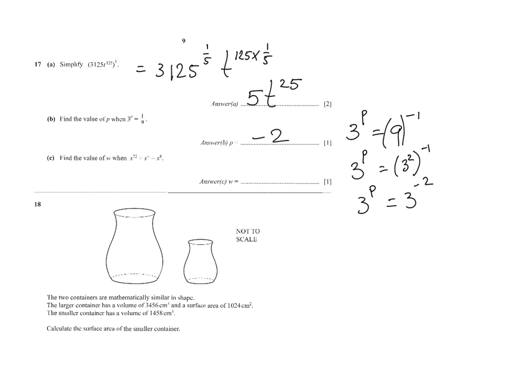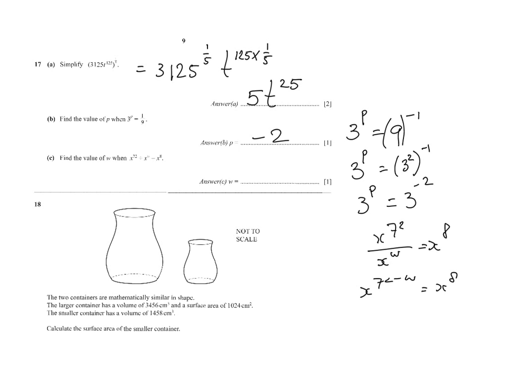Minus 2. Find the value of w, if we continue again for 1 point, when x to the power 72 divided by x to the power w equals x to the power 8. So that is the second law of indices, where if the base is the same, then you subtract the indices. So 72 minus w equals 8.